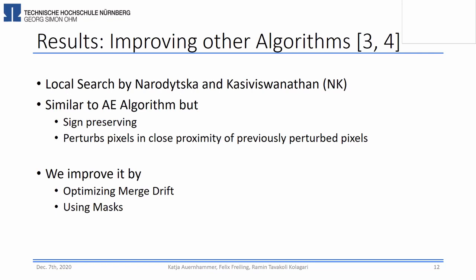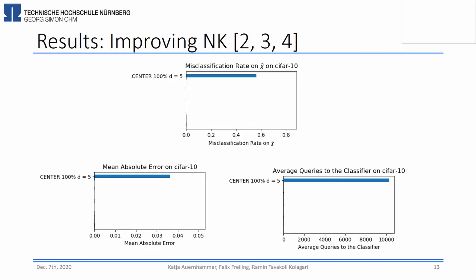Their algorithm is similar to our AE algorithm, but it is time preserving, which means they perturb pixels only in one direction. And they also always perturb pixels that are in close proximity of previously perturbed pixels. We improve the algorithm by first optimizing merge drift and second using masks. We ran their algorithm ourselves by using the implementation that is included in the Foolbox library for Python.